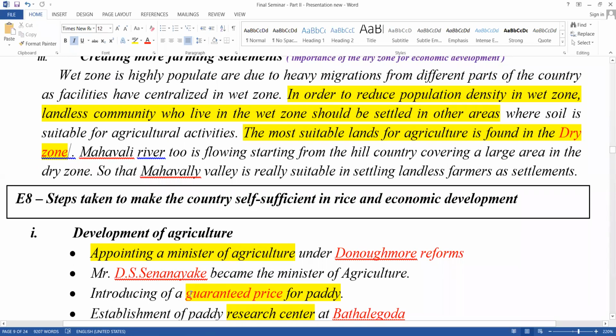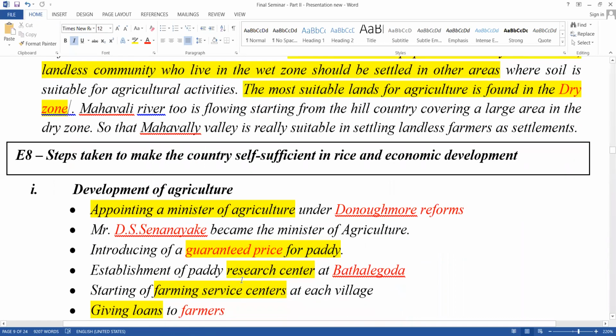And the government introduced a guaranteed price for paddy. That means the buyers of paddy had to pay that exact amount to buy. Establishment of Paddy Research Center at Batalagoda. Farming service centers had been started to give advice to farmers, and loans were given to farmers to do their farming activities. So these are the steps taken by early governments to develop agriculture.